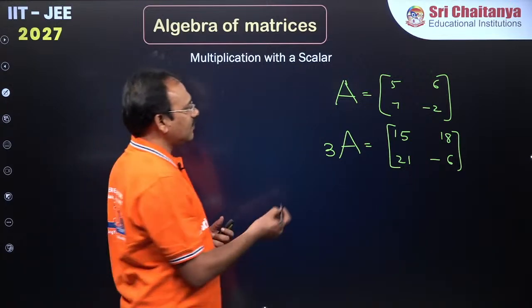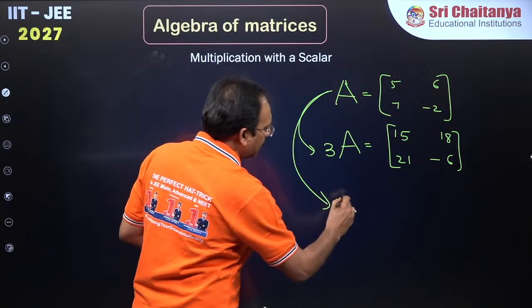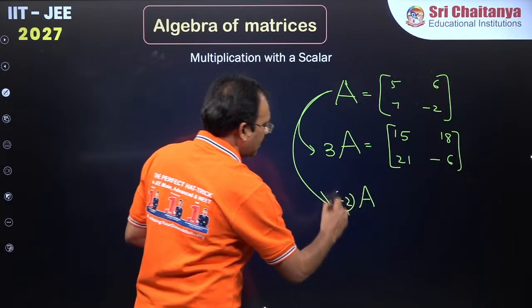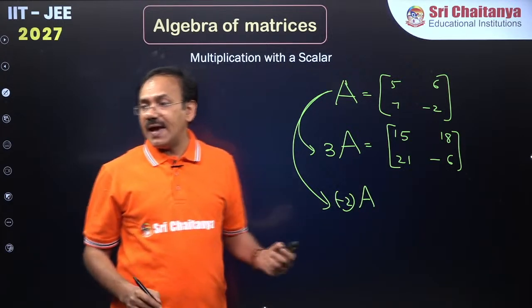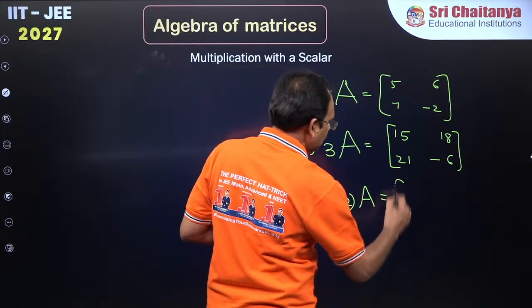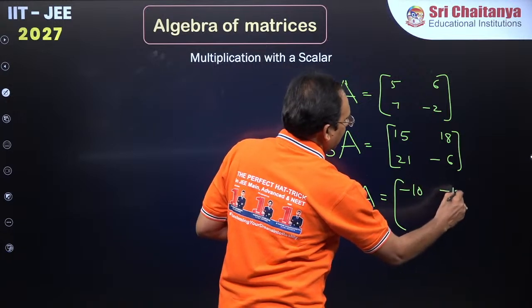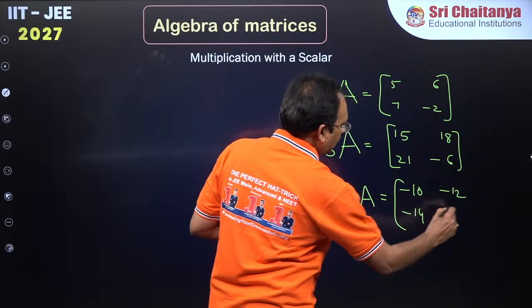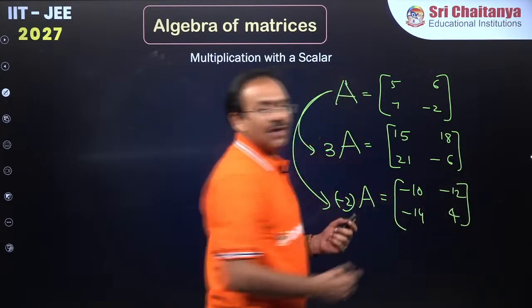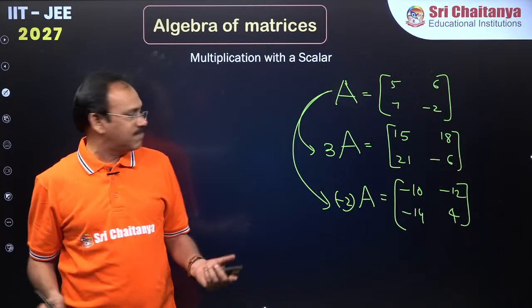Fine. Then if A is this, can you tell me how to find minus 2A? Minus 2A means multiplying A with minus 2. Multiply here. This is minus 10, this is minus 12, minus 14, 4. That's it. Multiplying a matrix with a number is very, very simple.